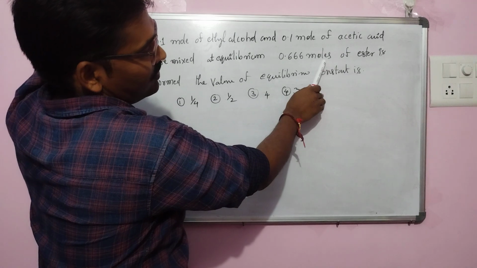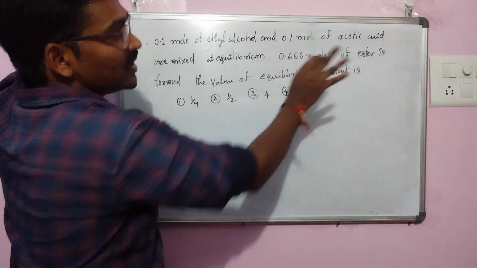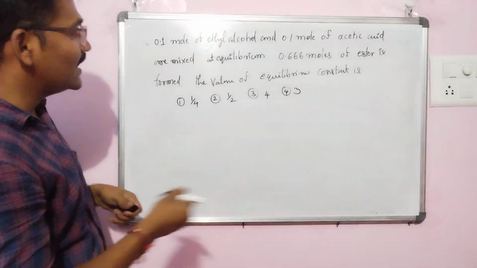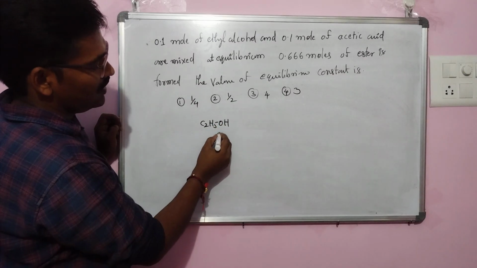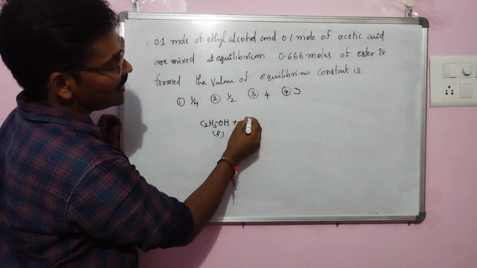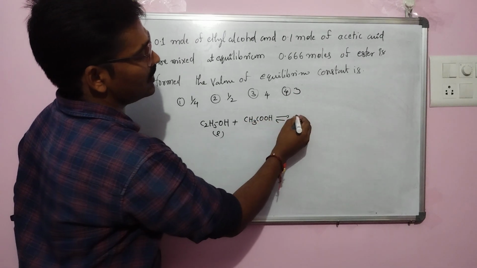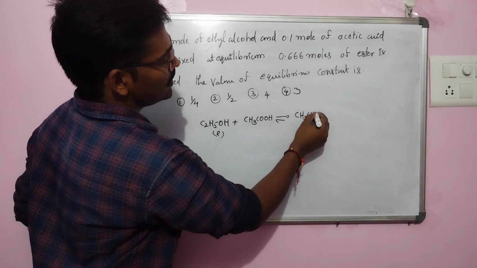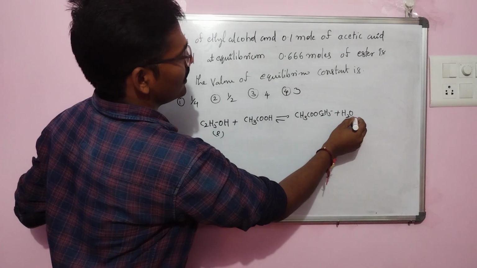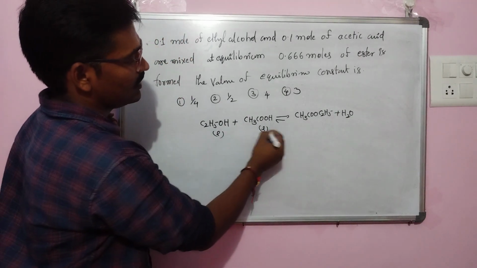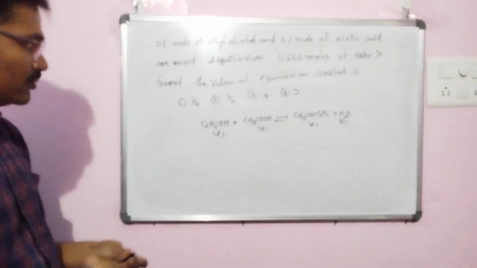0.666 moles of ester is formed. The value of equilibrium constant is... Ethyl alcohol, that is C2H5OH, when it reacts with acetic acid, that is CH3COOH, an ester is formed, that is CH3COOC2H5, plus water is also formed. Since it is a liquid, and water is also a liquid, you have to take the concentrations.